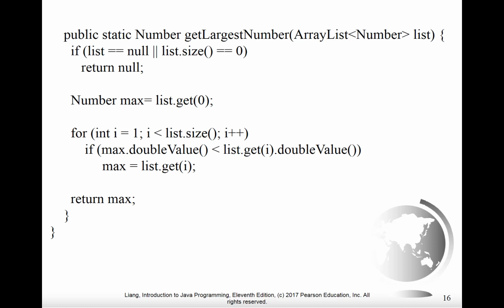If what we found so far is actually smaller than the next one, then we're going to go ahead and revise our record of the maximum value by saying max equals list.get(i). In other words, max is now the current element that we're looking at in the list.